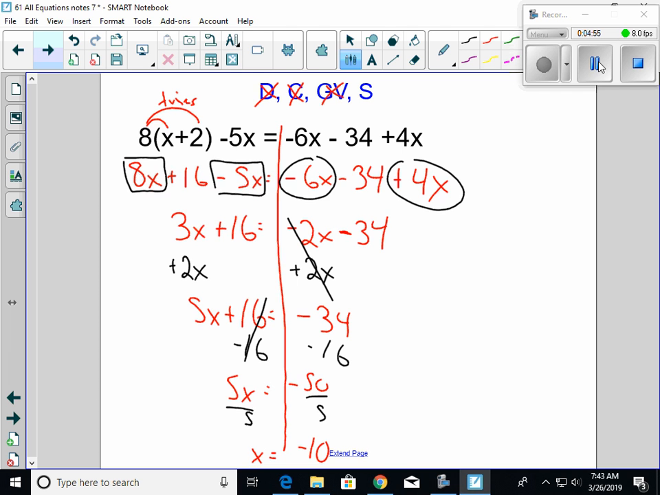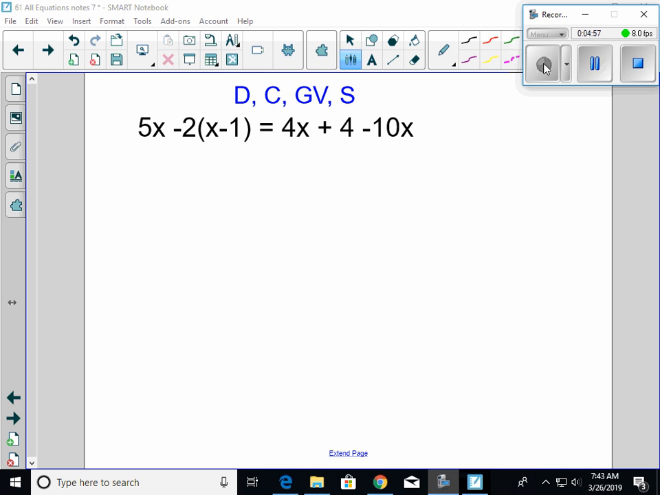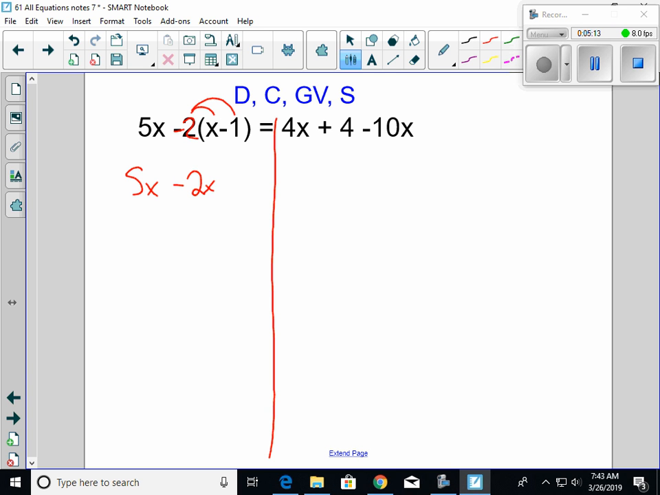Okay, we're going to do 2 more together. Build your wall where your equal sign is. It's really important to divide up the left and the right side of these equations now that they're so long. When you distribute here, you're distributing a -2. So I have -2x, but a negative times a -1 is a +2. Okay, so be very careful with your signs in that first step.